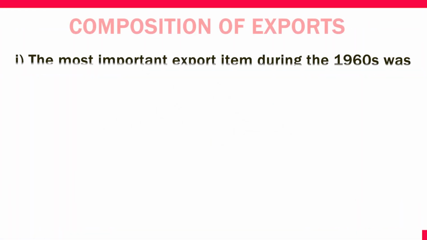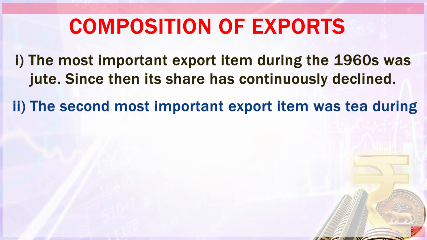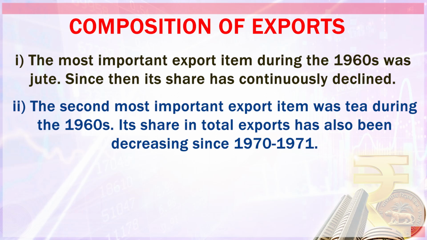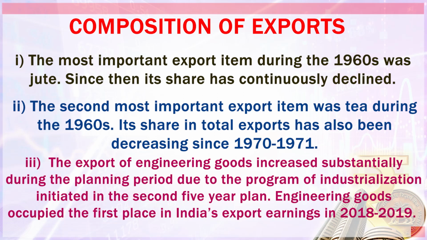Now, India's most important item for export during 1960 was jute, and after the 1960s its importance has reduced. During 1960, the second most important item for export was tea. It lost its importance after the 1970s. Presently, the most important item for export is engineering goods. Its importance has increased after the second five-year plan, which emphasized industrialization.